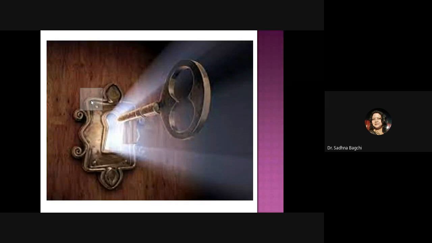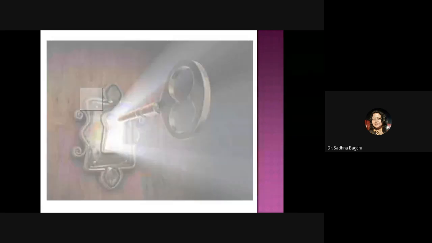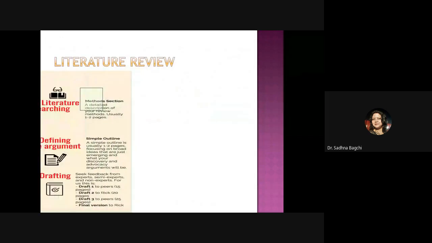Without this key, you can't open this door, or step into the world behind it. So the key is the literature review. The door is your topic. If you are going to complete your research in a very good manner, then an extensive literature review is very important. That's why I am depicting here a picture of a lock and a key for the literature review.